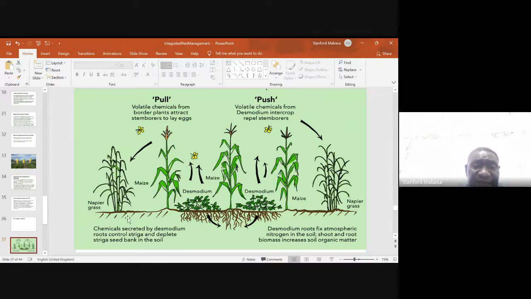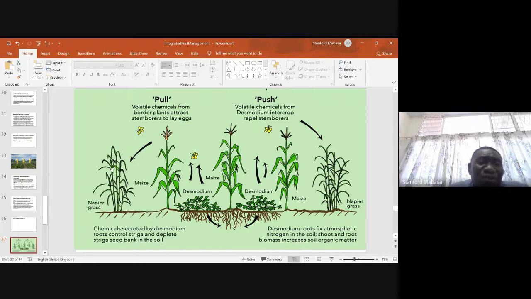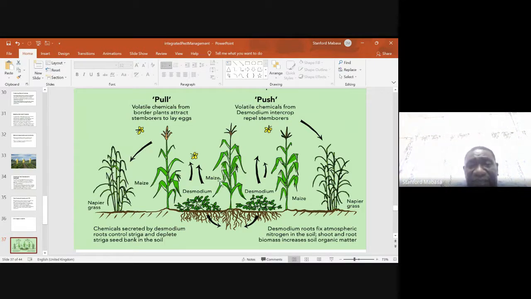And at the edges, they grew napier grass outside the maize, at the edges of the field. Now, napier grass would also produce volatile chemicals to attract stem borers. So the stem borers ended up in the napier grass, and they would lay their eggs there. So they were diverted from the maize, and they will no longer damage the maize. At the same time, desmodium produced chemicals which interfered with the striga. So striga could also be controlled.